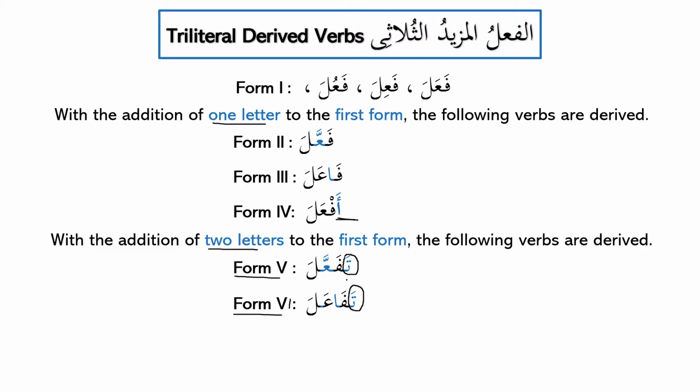And these two verbs, as you can see here, what is so special about them? Both of them, the past tense also starts with ta. Normally we know that ta is used with the present tense, but these two forms are very special, and the past tense also starts with ta as well.